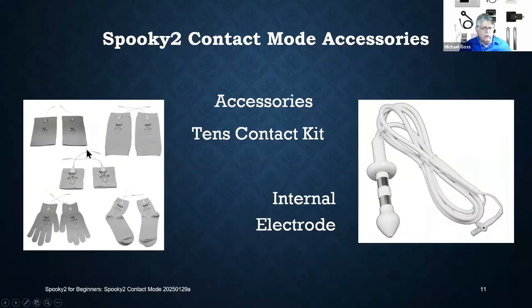These are little cloth pieces embedded with silver threads, so you can use those instead of the stick-on pads. And finally, relatively recently, they came out with an internal electrode. That would be for your anal canal or your vagina. One of the things you're trying to do with Spooky is get the frequencies through whatever the problem is. So depending on what's wrong, the internal electrode may come in handy, where you use the electrode and maybe a TENS pad on your stomach area, your abdomen, or whatever. It's going to pass current between them.